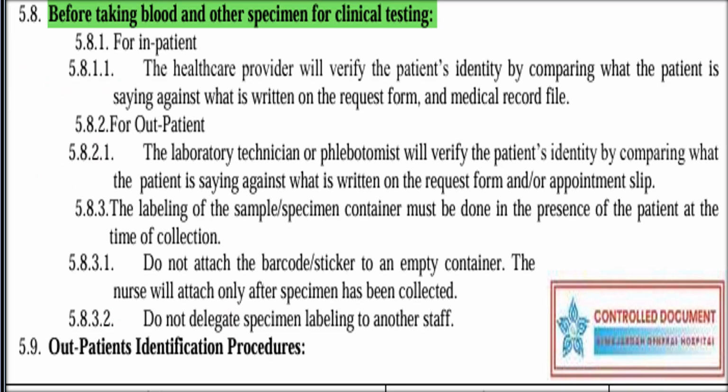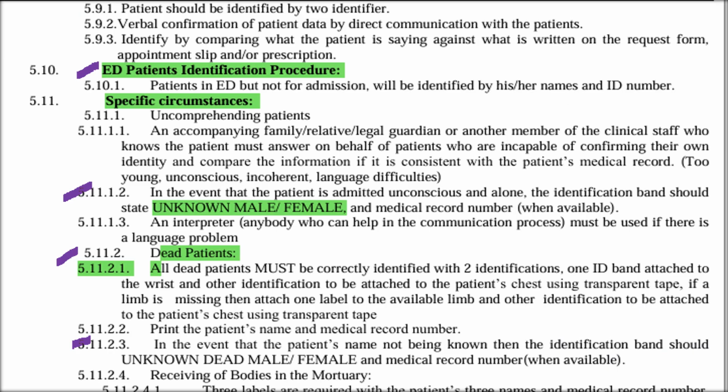Okay, moving on. Before taking blood and other specimens for clinical testing, the labeling of sample and specimen container must be done in the presence of the patient at the time of collection. Do not attach the barcode or sticker to an empty container. The nurse will attach only after the specimen has been collected. And do not delegate specimen labeling to another staff.